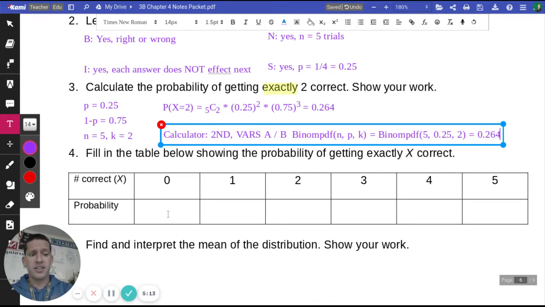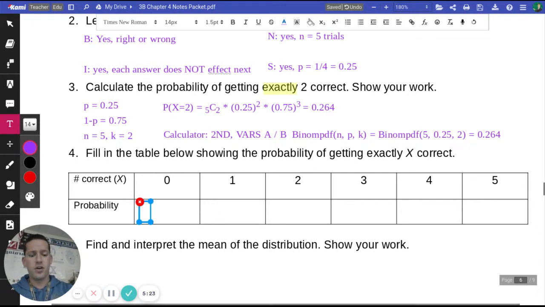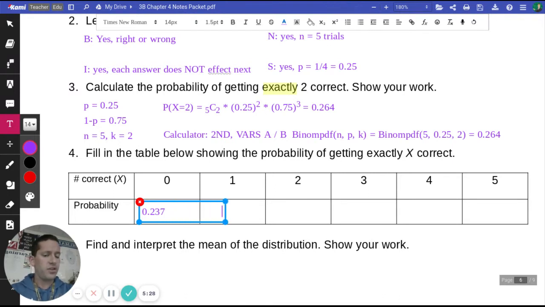So when I do this and I just change this number from 0 successes, 0 correct, to 1 correct, to 2 correct, to 3 correct, to 4 correct, to 5 correct, then I'll get all of these values. I'll get 0.237 for getting 0 correct. So almost 24% of the time, when you're just guessing randomly, you'll get 0 correct. Almost 40% of the time, you will get exactly 1 correct.